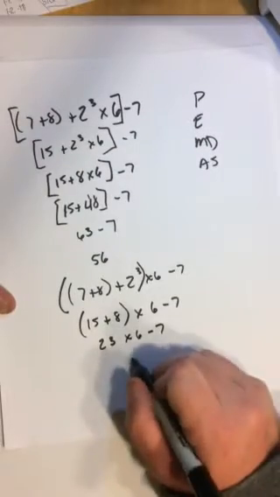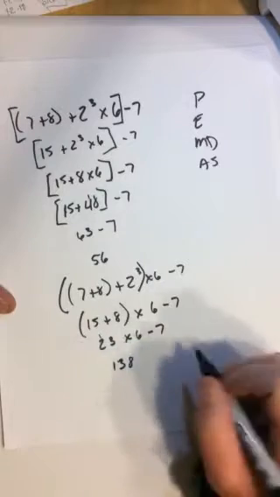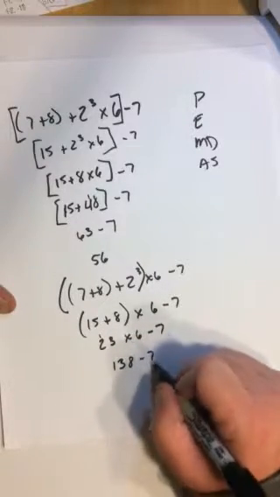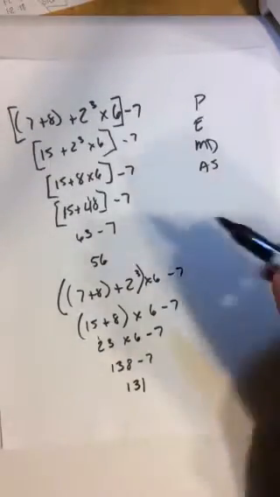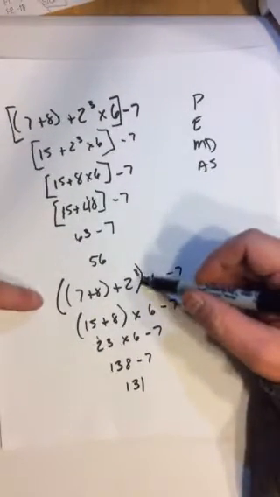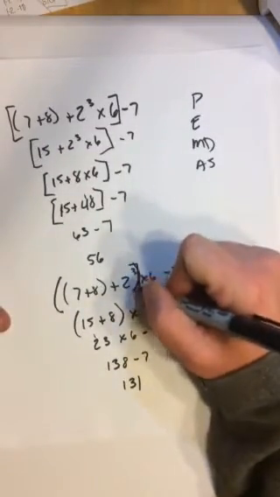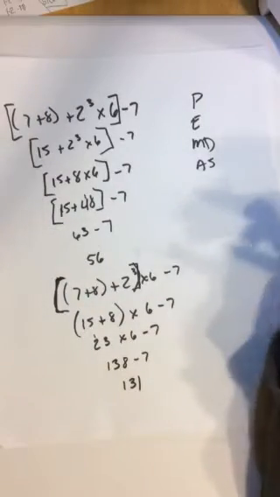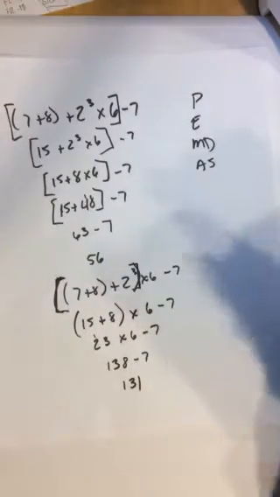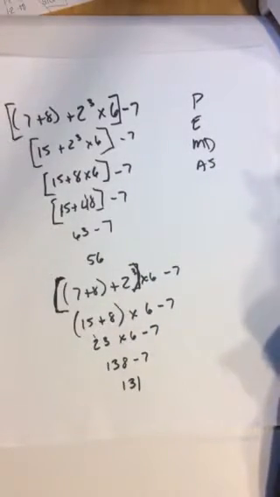So 23 times 6: 3 times 6 is 18, I'm going to carry the 1. 6 times 2 is 12, plus 1 is 13. So I have 138 minus 7, which leaves me with 131. Simply by putting a second set of parentheses into a different spot, and you could also have changed these to brackets, it does not matter because they serve the same purpose, it changes the outcome of the problem because it changes what is important to do when.